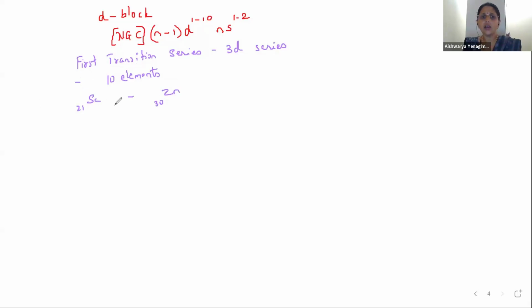This one series, I will write the electronic configuration. You can see scandium, titanium, vanadium, chromium, manganese, iron, cobalt, nickel, copper, zinc. See, students, this is the 3d series, atomic number 21, 22, 23, 24. All the properties are explained by looking at the configurations, so we should know the configuration. And there are some exceptions also here, so that also we'll be discussing. Please have a look here.